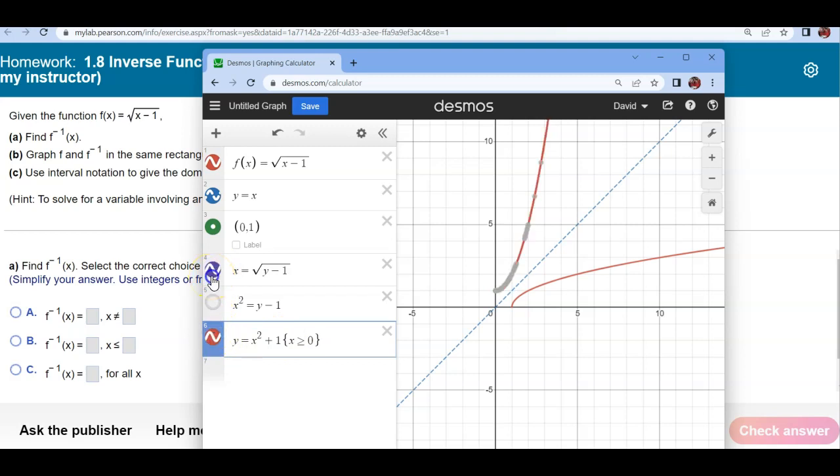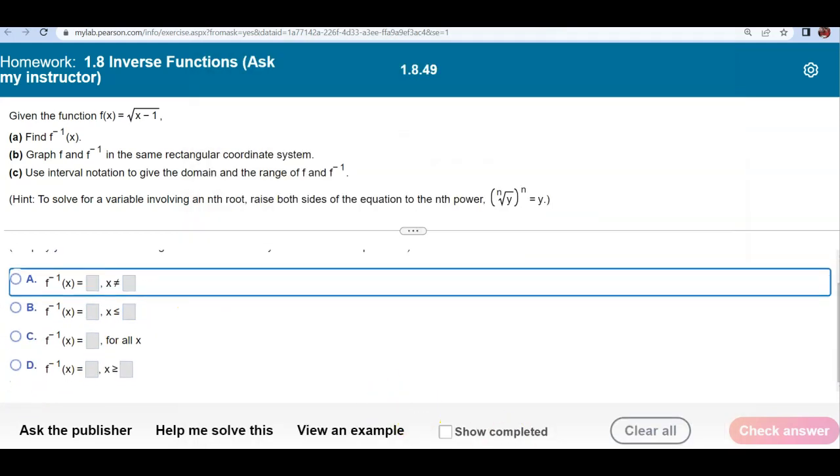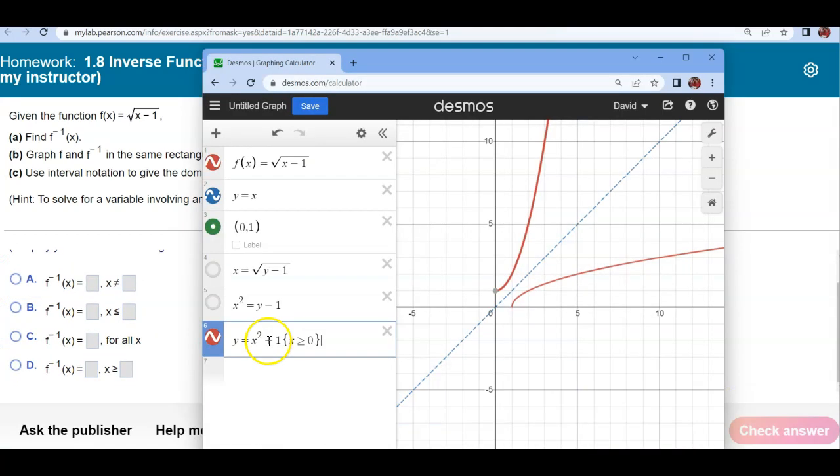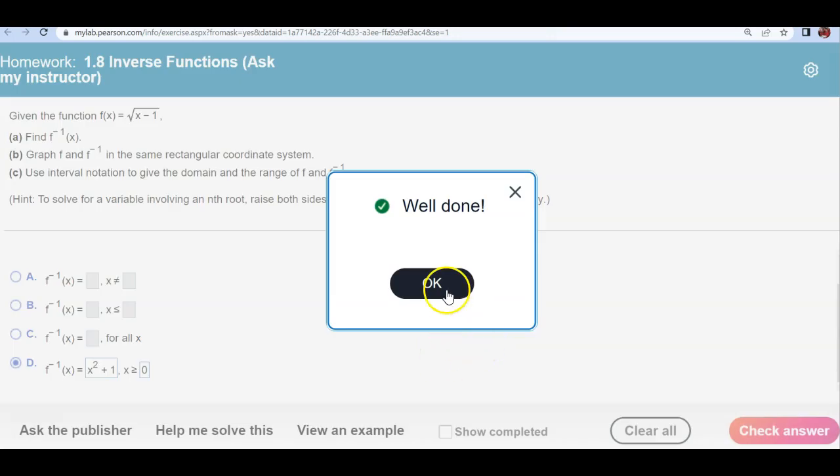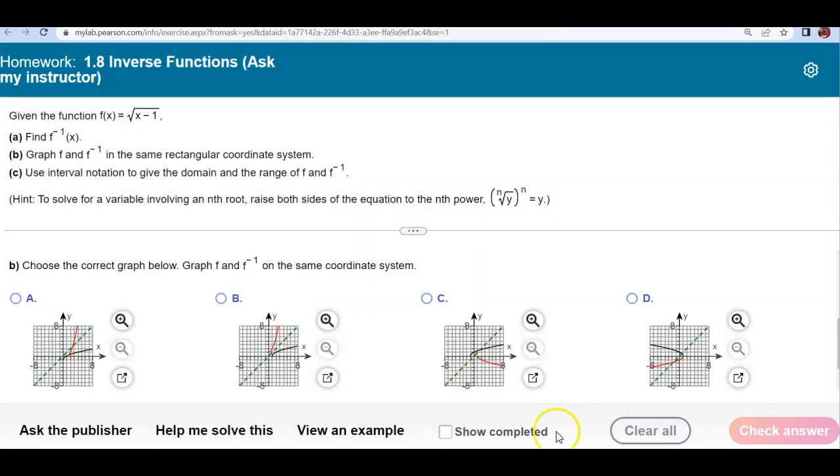It's showing all those dots as intersections. It actually intersects everywhere, but anyway, that's now the intersection. And this is what it's asking for on this problem. What is the inverse? The inverse is actually down here. The inverse is x squared plus 1, but x is greater than or equal to 0. That's the inverse. And then the second part, I want you to graph them together.